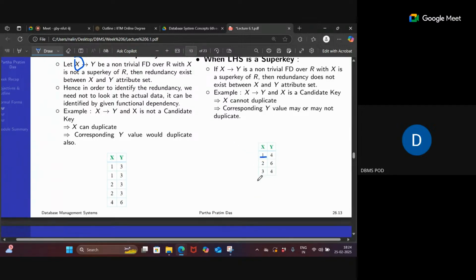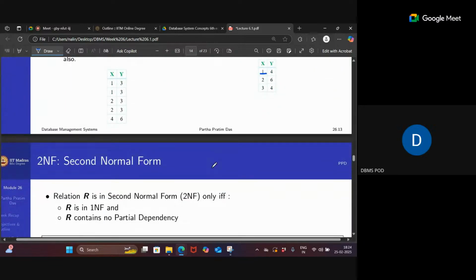If LHS is not a super key, then redundancy will be there. If it is a super key, then redundancy won't be there. By seeing the functional dependencies alone, we can say whether our redundancy is possible or not.